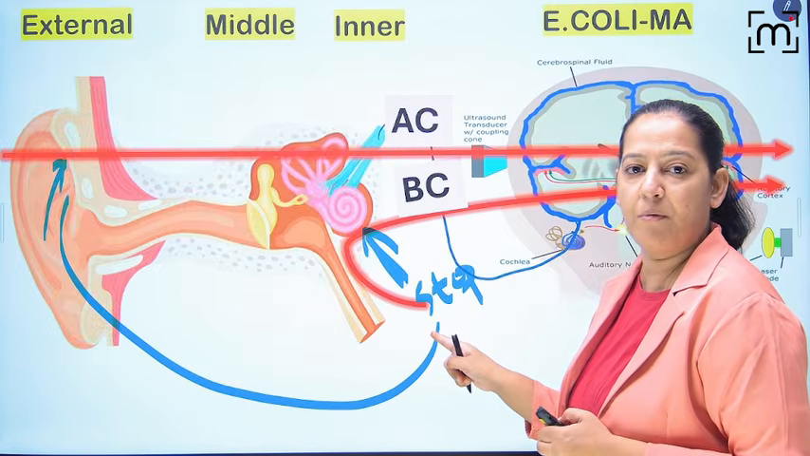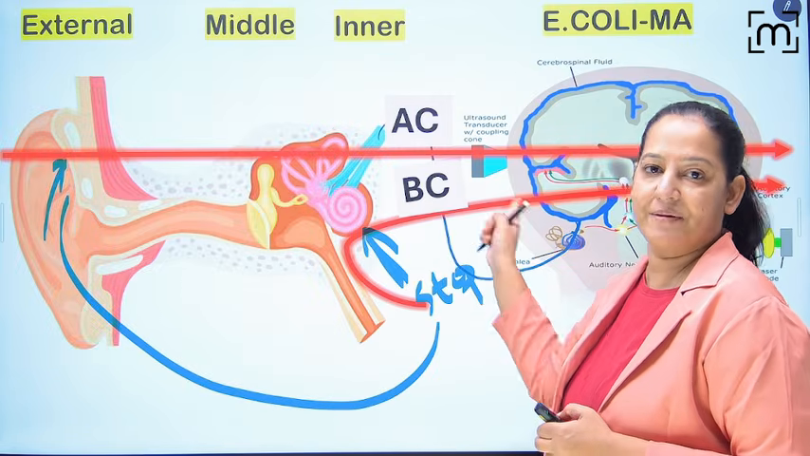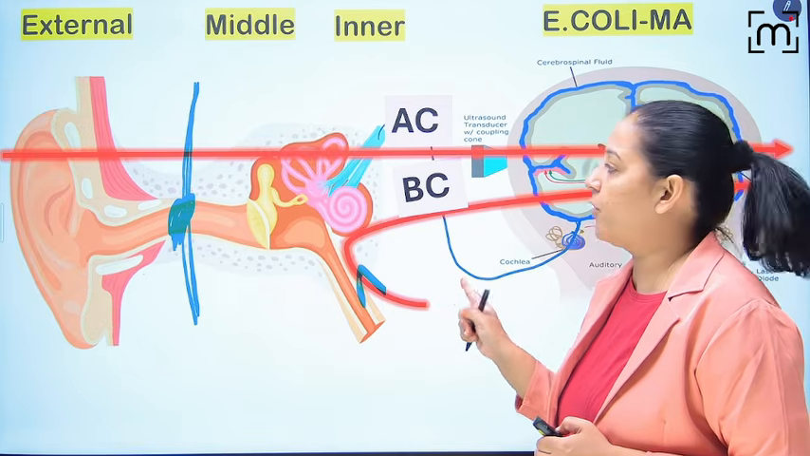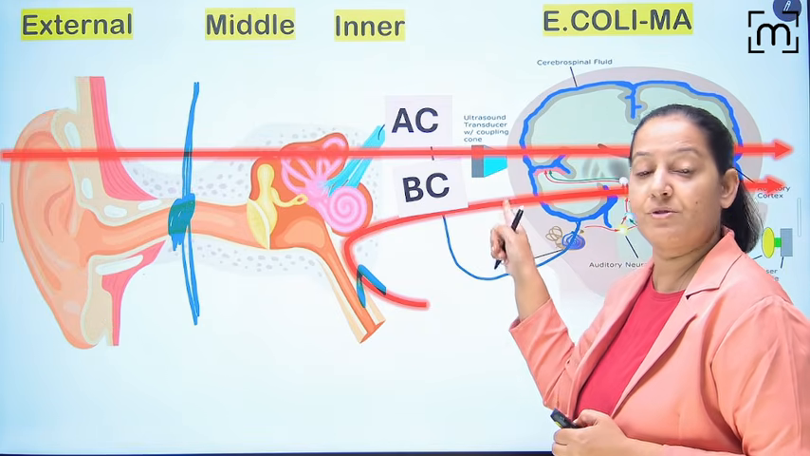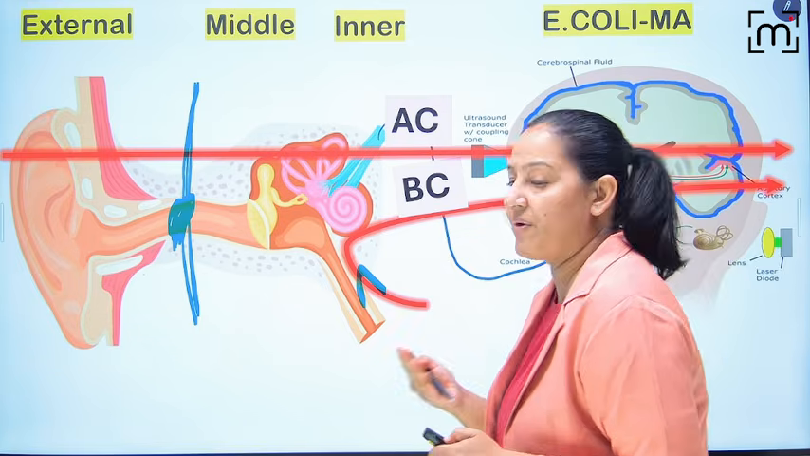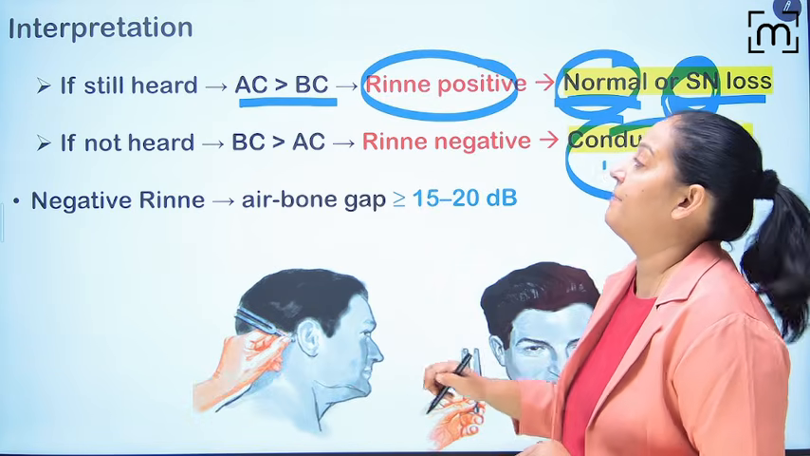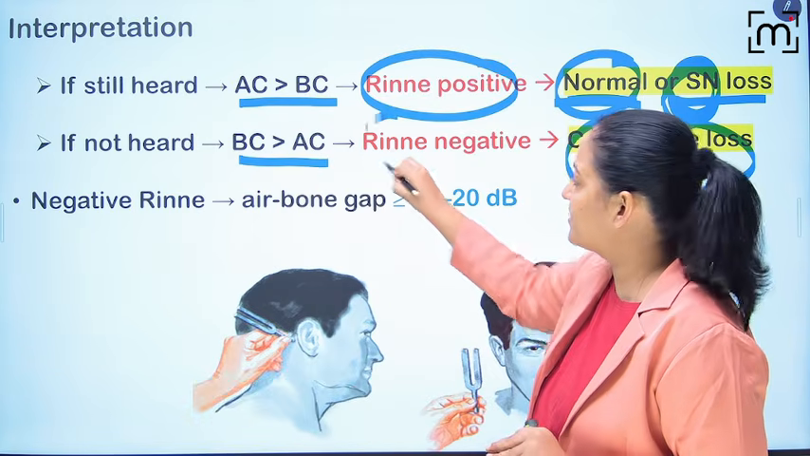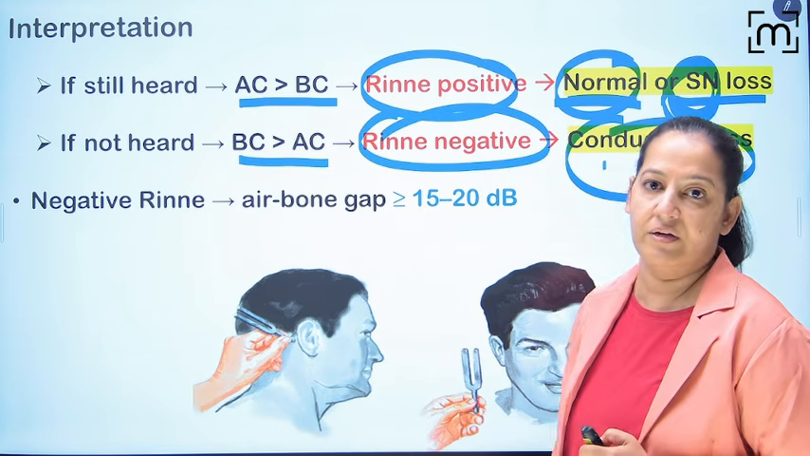In this case, there is no problem in BC. So here BC is 100%. You are getting it? AC got obstructed over here, but BC is 100%. So in that case, BC is greater than AC. If reverse is happening, BC is greater than AC. It is known as Rinne's negative and it is seen in conductive hearing loss.